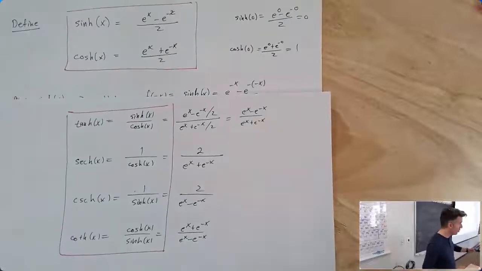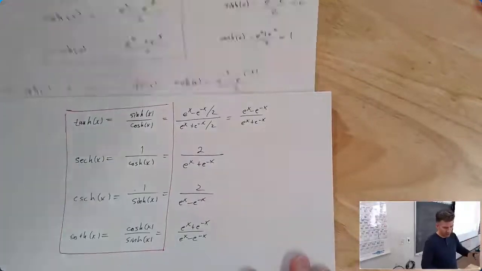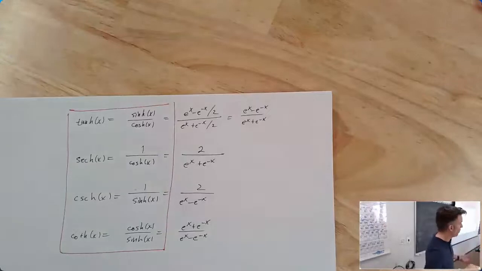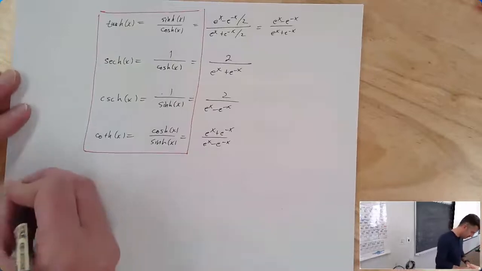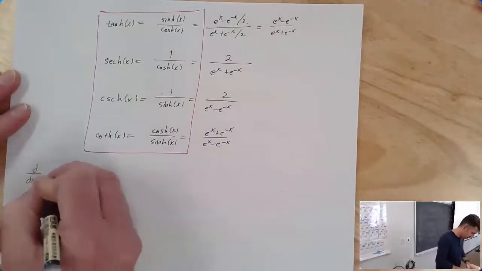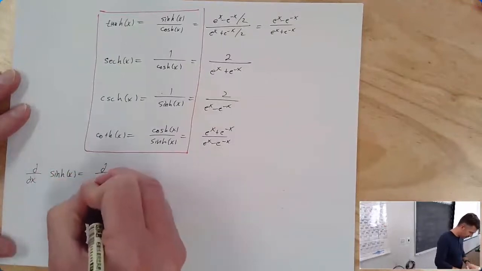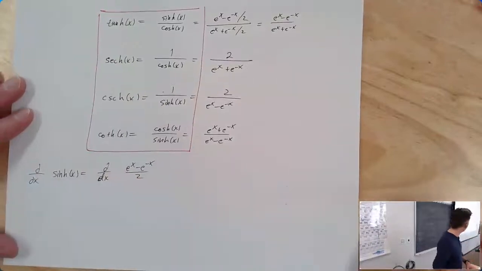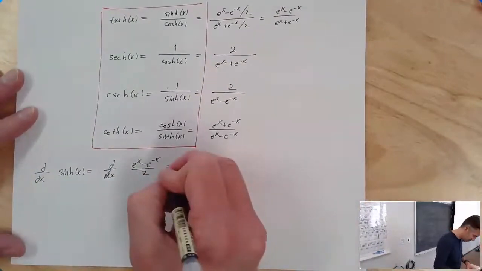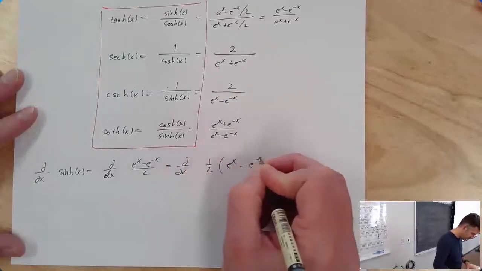Okay, now here's what's cool. All the derivatives work out almost exactly how you hope they would. Meaning, if you know what the trig derivative is, you know what the hyperbolic trig derivative is, almost. So let's see what we mean. If I want to find the derivative of the hyperbolic sine, well, let's see, that's the derivative of e to the x minus e to the minus x over 2. Or it might be easier to think of this as the derivative of 1/2 times e to the x minus e to the minus x.